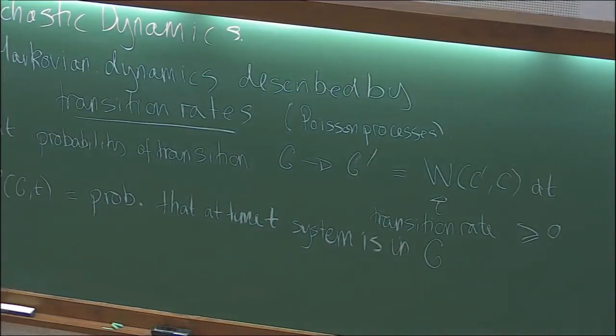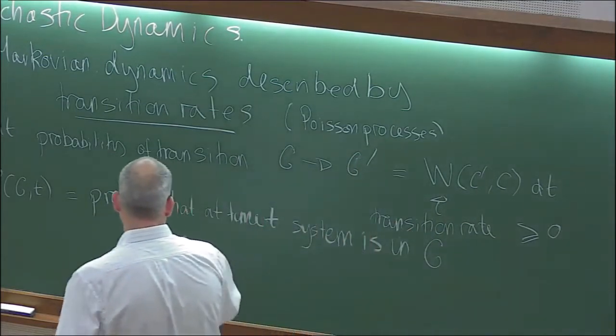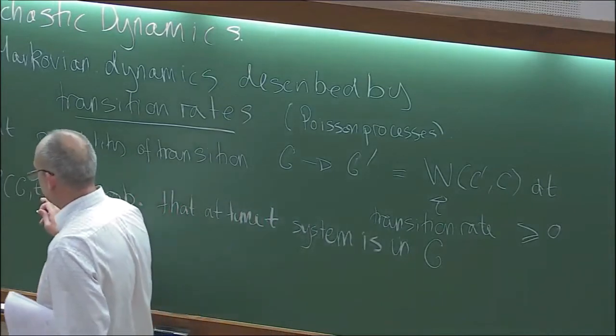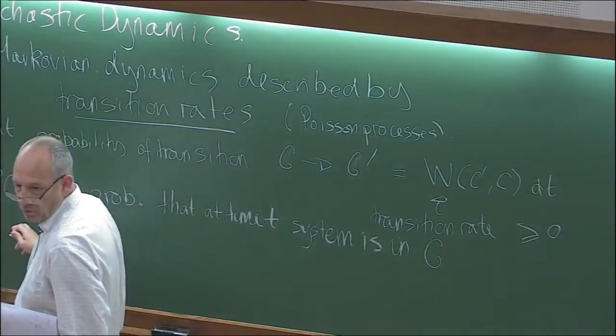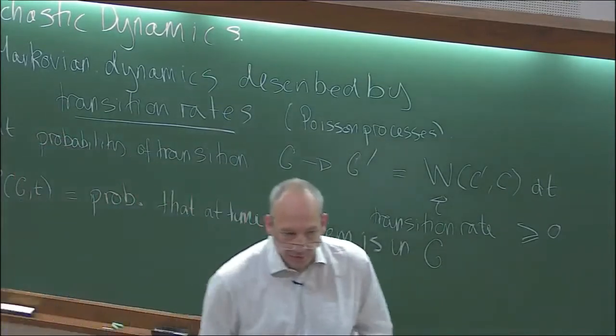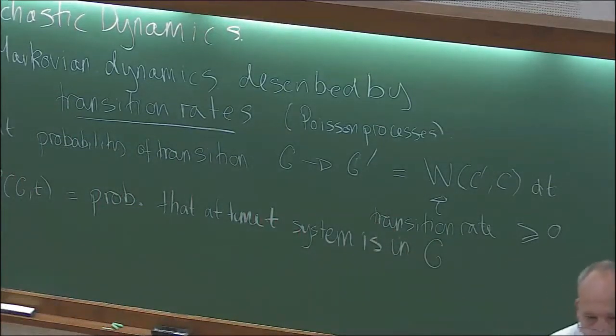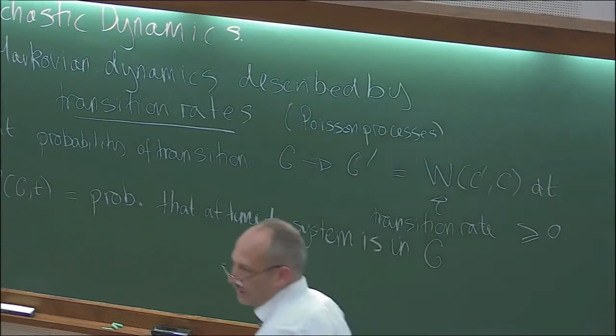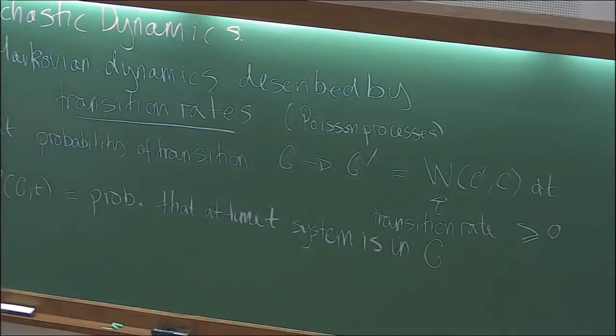Right, so the key equation is: we want to write down an equation for how this probability evolves, because this is what we want to solve for. So we need an equation for it. The basic equation is known as the master equation. And if you like, this is equivalent to the Schrodinger equation in quantum mechanics.